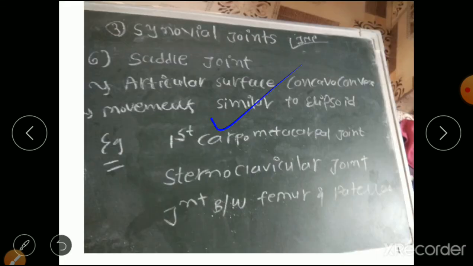Next is the sixth type of synovial joint, the saddle joint. The articular surface is concave or convex, and movements are similar to the ellipsoid joint, that is, all movements are allowed. Examples are different: first, the first carpometacarpal joint, that is of the thumb of the hand. Second, the sternoclavicular joint, between the sternum bone and clavicle, and the joint between femur and patella in the leg. These are examples of saddle joint.